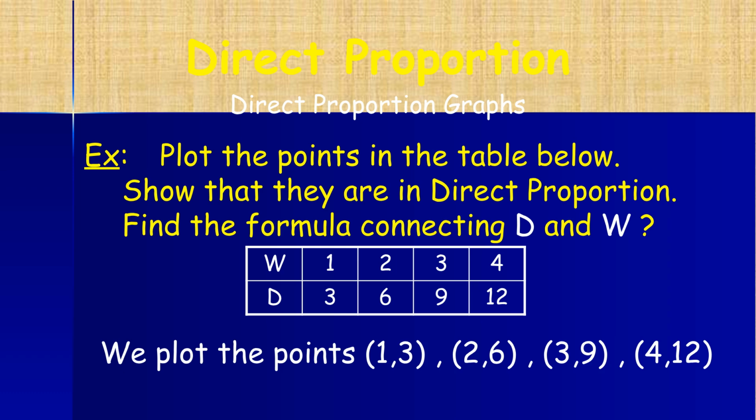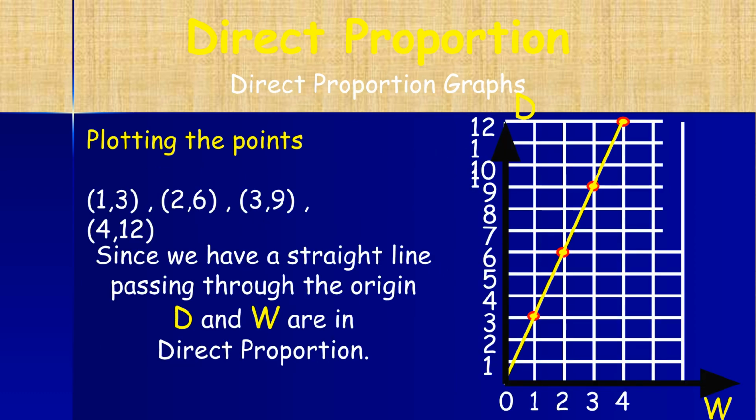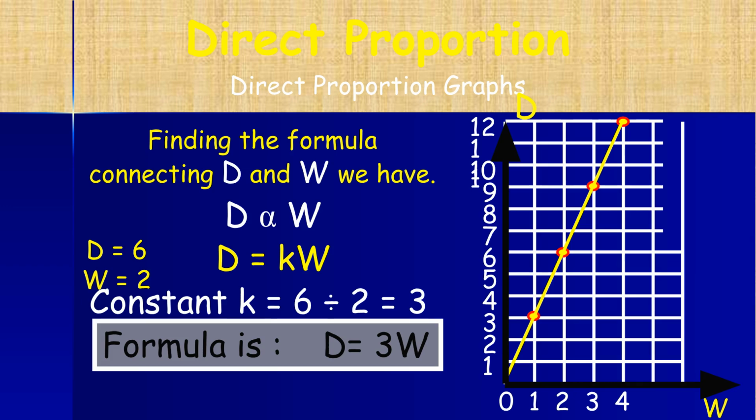A key point is that two quantities in direct proportion always lie on a straight line passing through the origin. Here's an example. We need to plot the points from the table, show they are in direct proportion, and find the formula connecting D and W. We plot the points (1, 3), (2, 6), (3, 9), and (4, 12). Plotting these points results in a straight line passing through the origin. Therefore, D and W are in direct proportion. To find the formula, we start with D proportional to W, which is D equals KW. Using the values D equals 6 and W equals 2, we find the constant K is 3. The formula is D equals 3W.